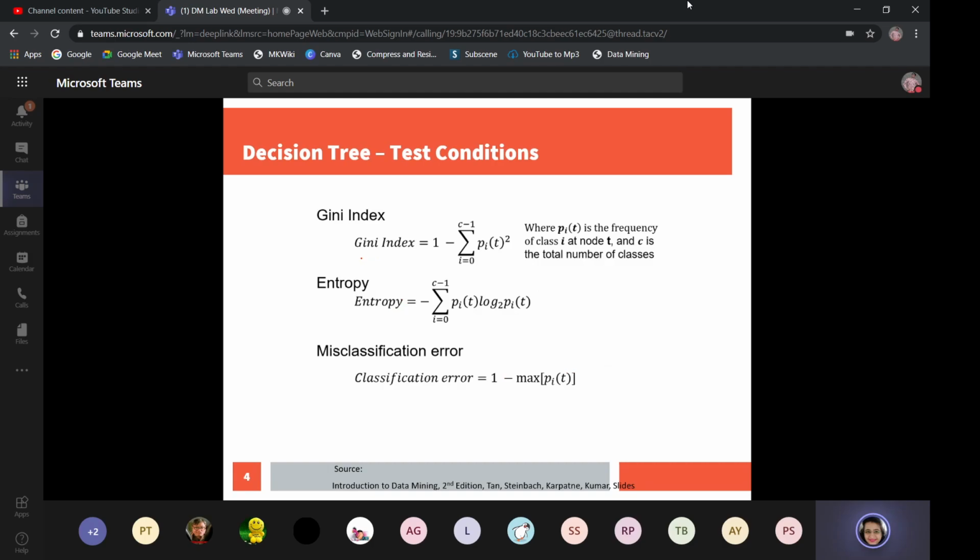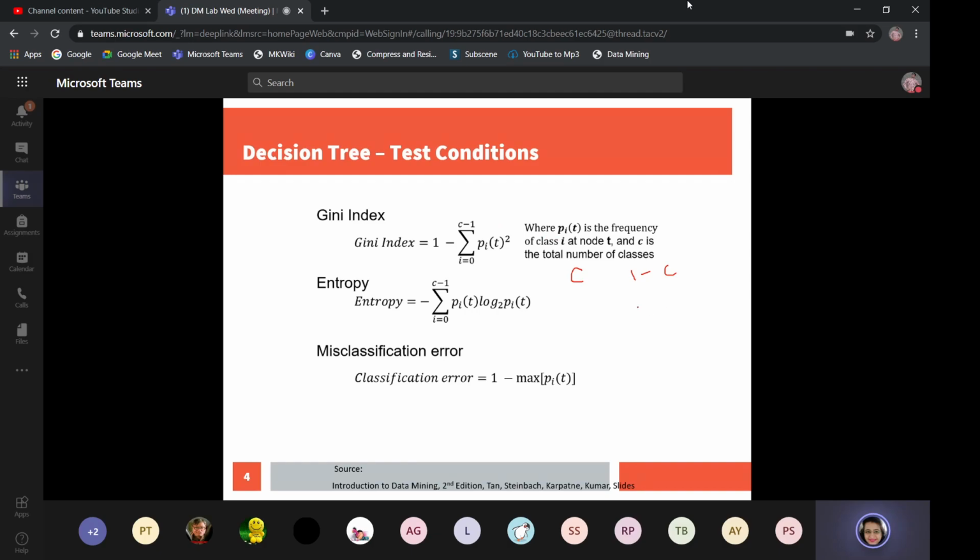So there are two measures. One is the Gini index. Some people call it Gini index also. So 1 minus sigma pi t square from i equals to 0 to C minus 1. So if you have C classes, it could have been 1 to C also, not a problem. And pi t is the frequency of class i at node t.